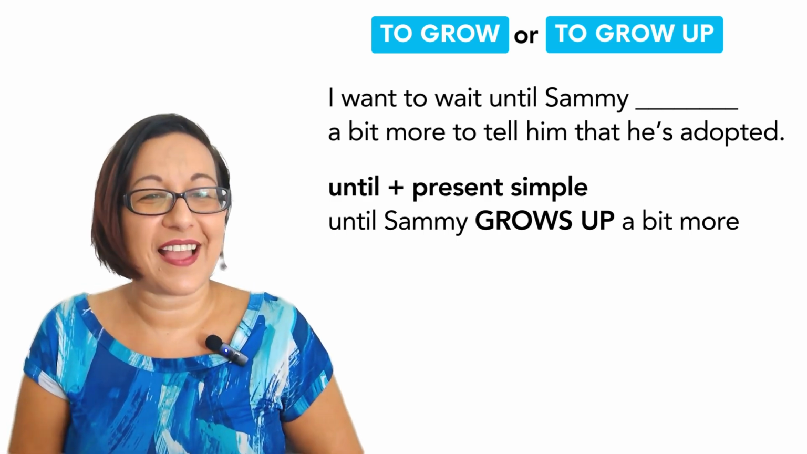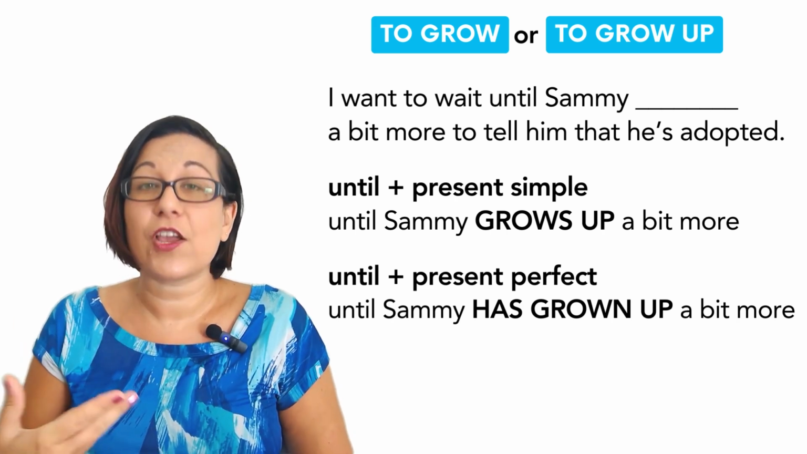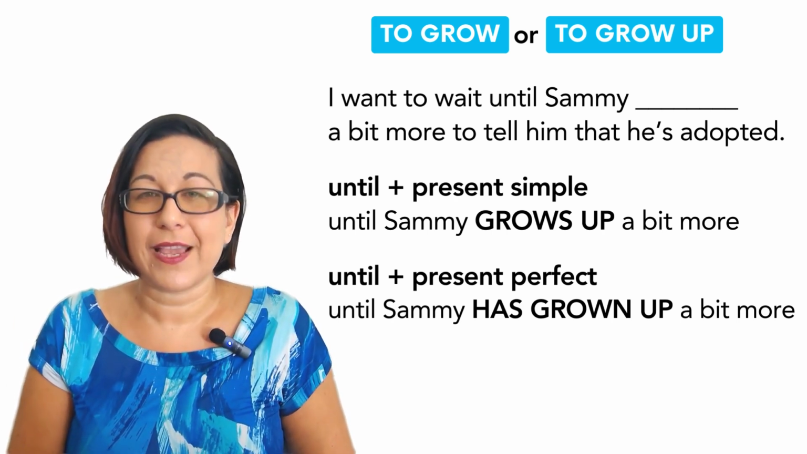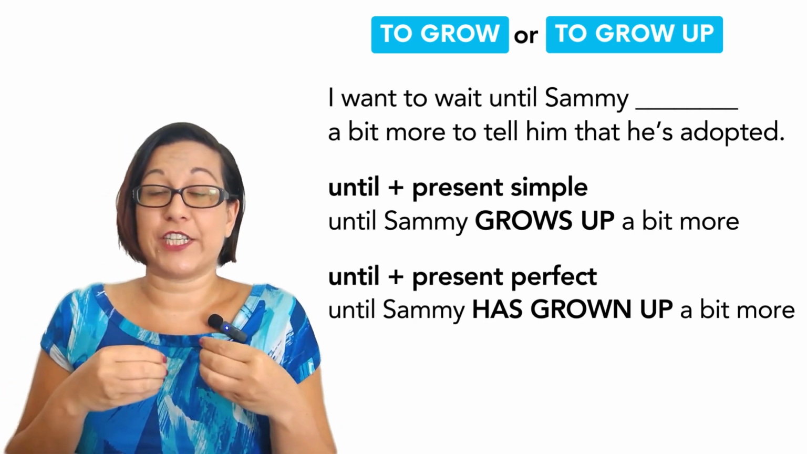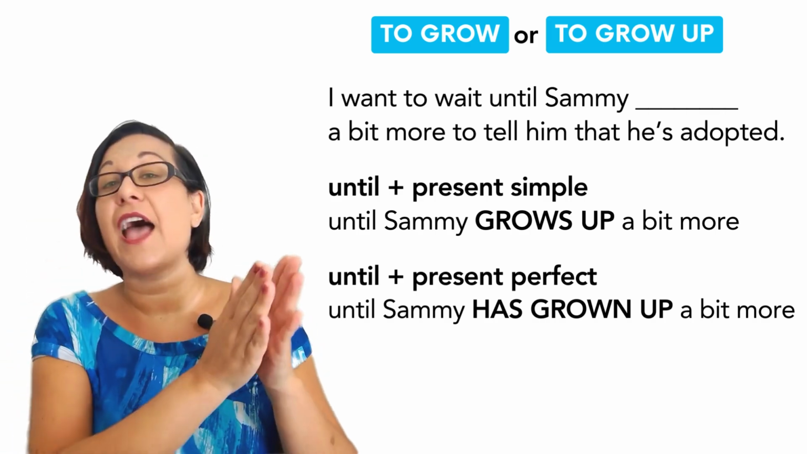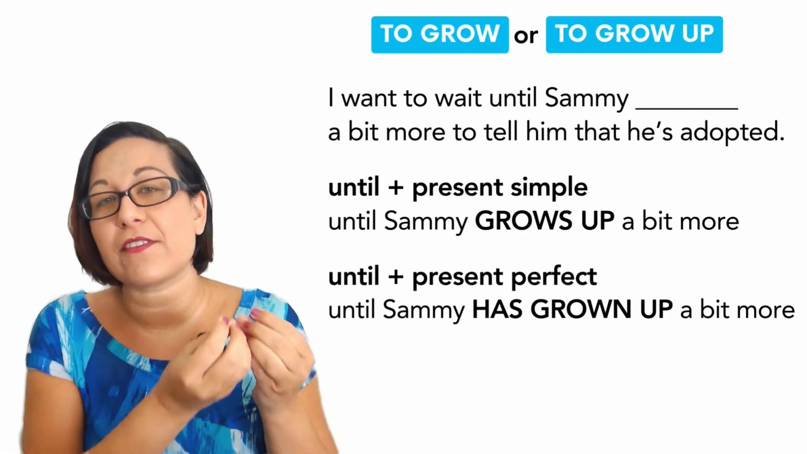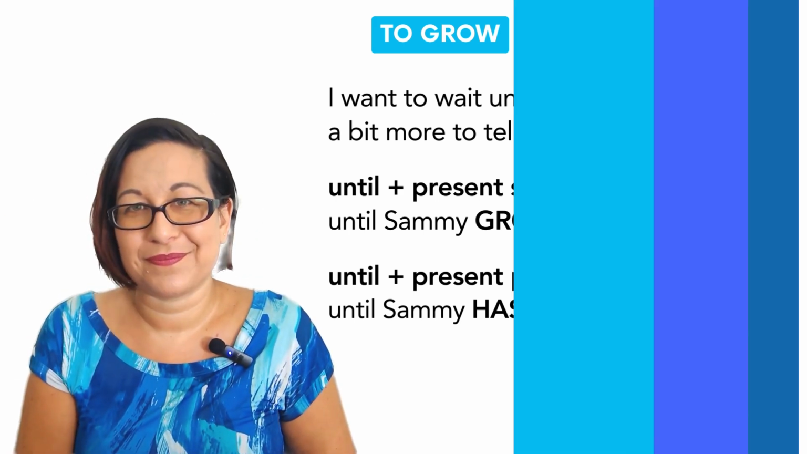Or you could say, I want to wait until Sammy has grown up. This is a little bit nicer and it's more commonly used in British English. So we're saying step 1, Sammy has grown up. I don't know when that's going to be, and then I will tell him.